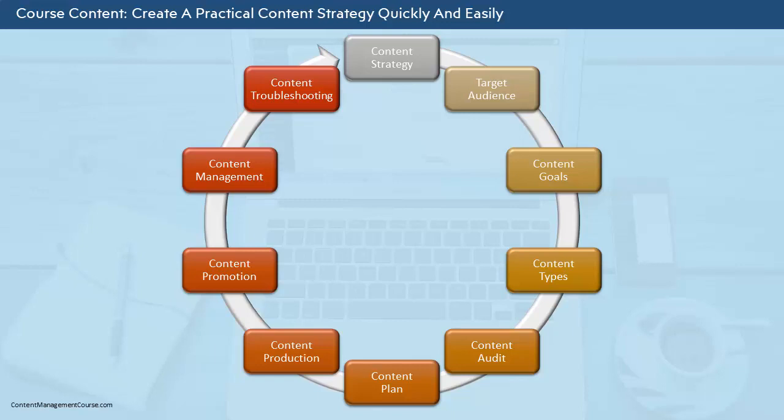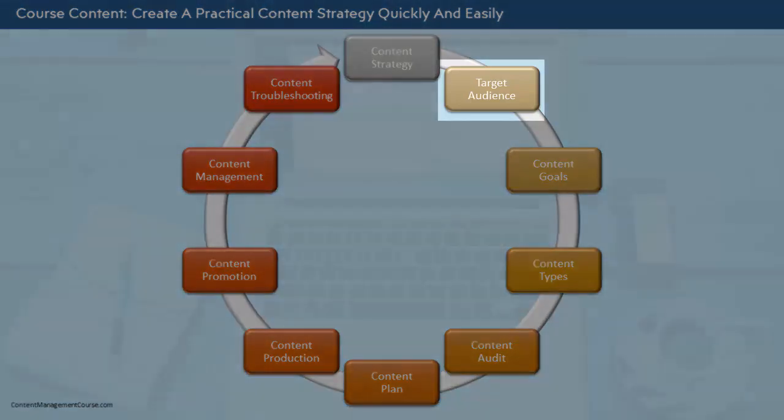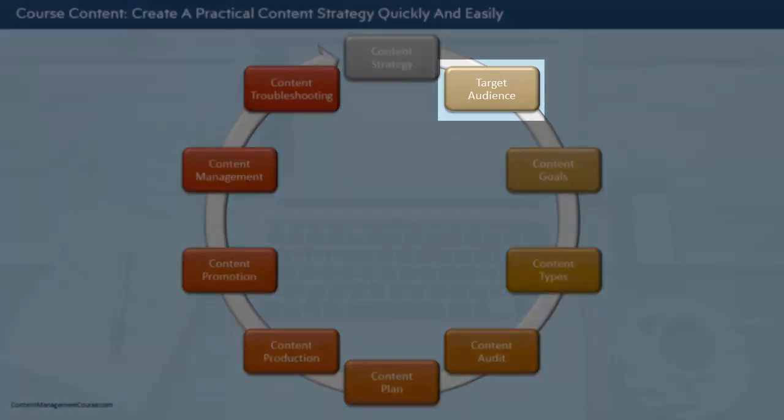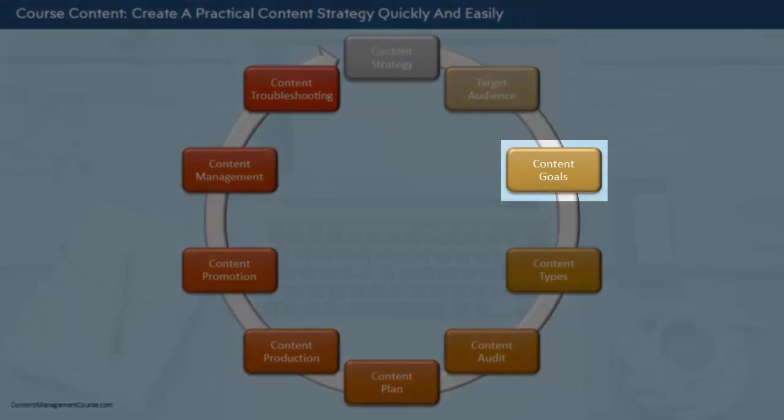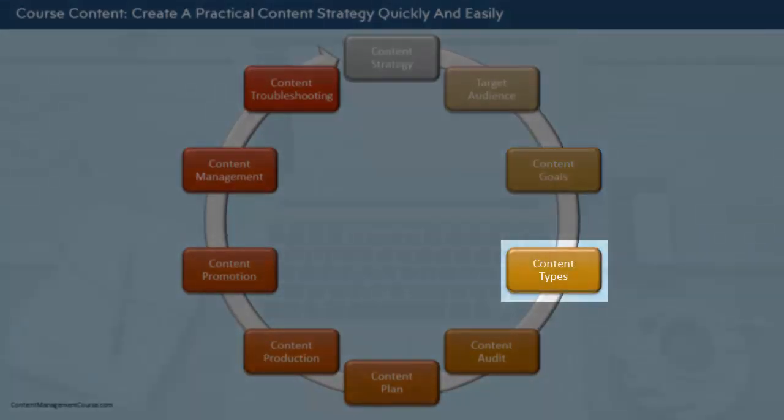So, if the purpose of having a content strategy is to help your business grow using content, then the first thing we need to do is understand who our target audience is and set goals for what we want to achieve with our content. Once we have set our content goals, the next step is to decide which content types and formats will work best to deliver results that will help us achieve our goals.